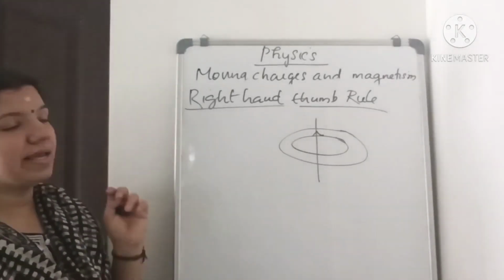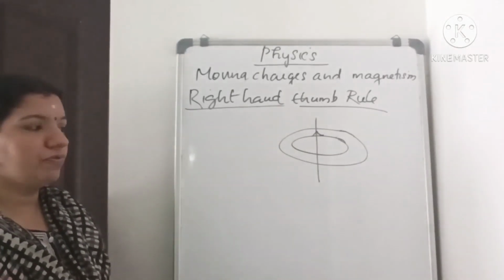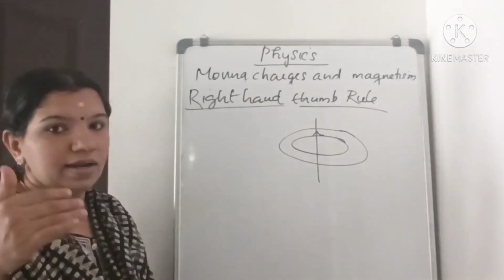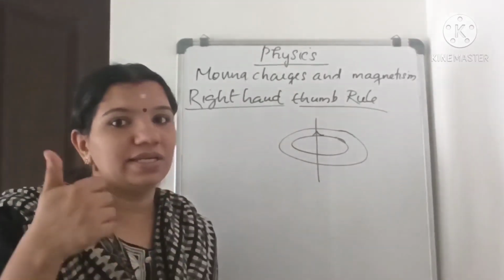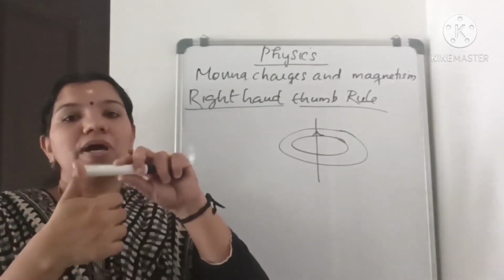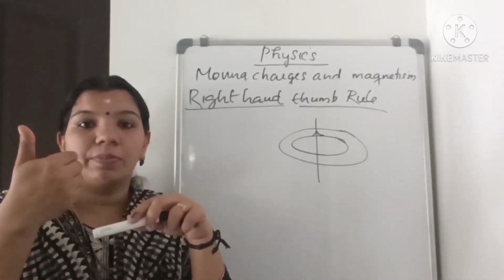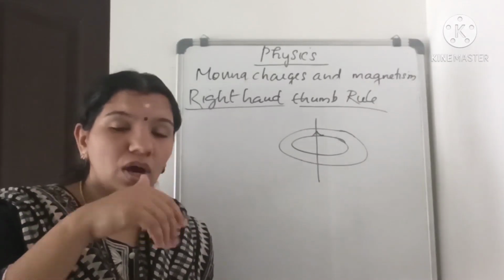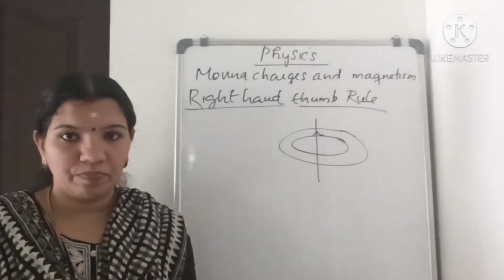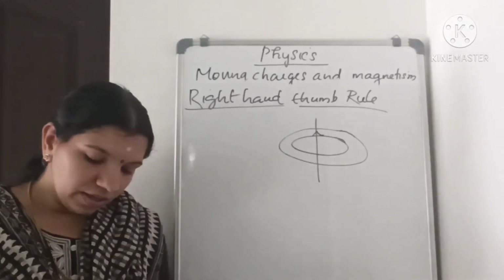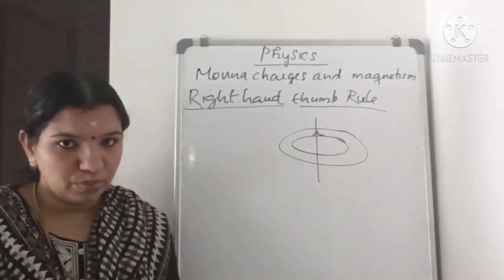That is what is given by the right hand thumb rule. So if we hold a straight current carrying conductor in such a way that the direction of current is given by the thumb, then the curled or wrapped fingers will give you the direction of magnetic field. Understand? So that's the right hand thumb rule.